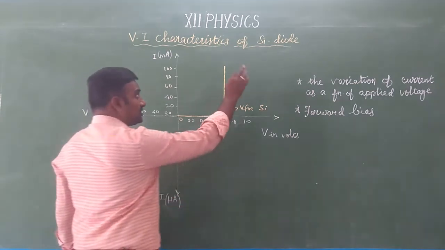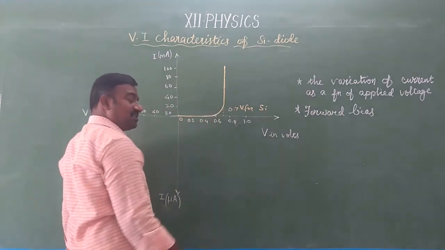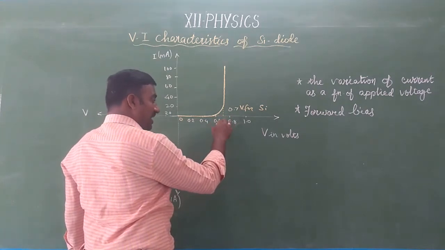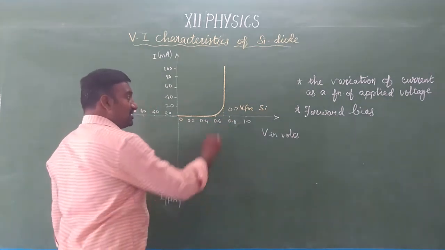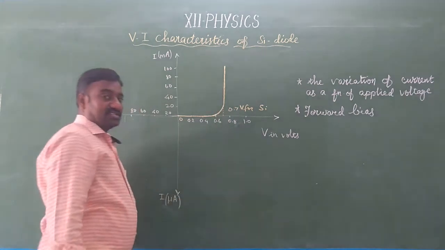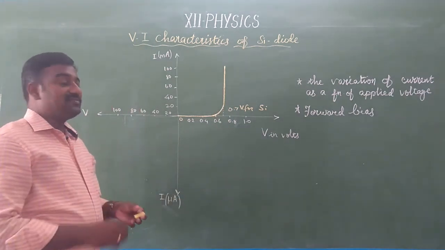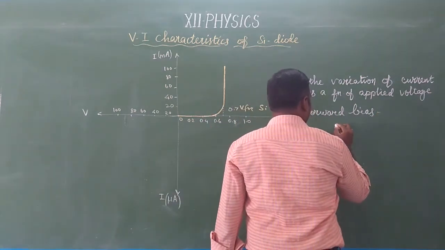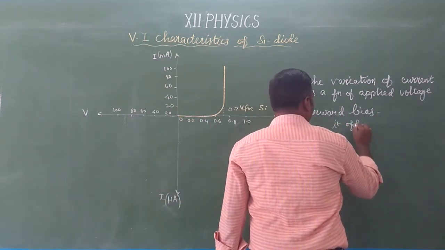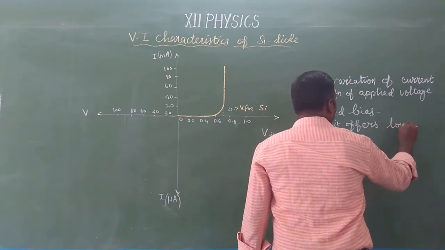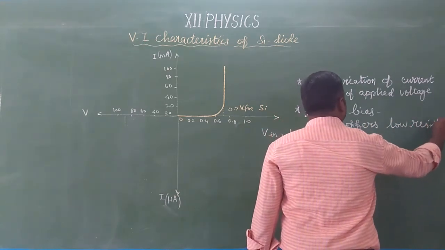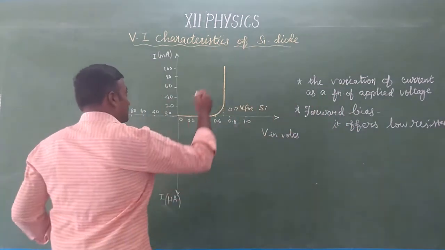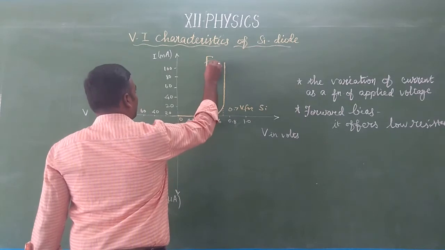So we are using only a silicon diode. For a silicon PN junction diode, from 0.6 to 0.8, that is at 0.7 volt, the current increases exponentially. So here it offers very low resistance. Under forward bias, it offers relatively low resistance, so the current increases exponentially. This is the case of forward bias.